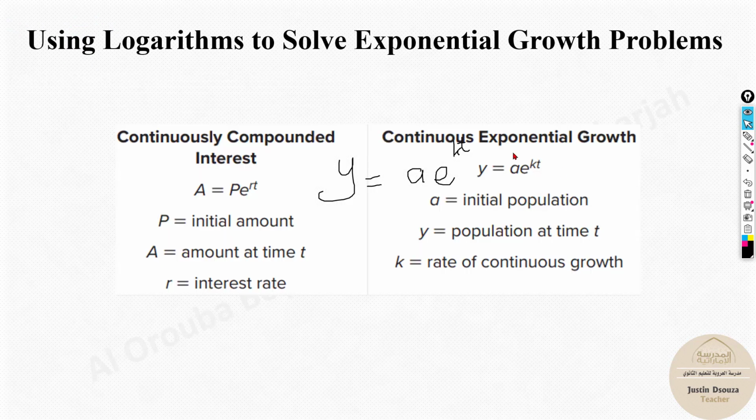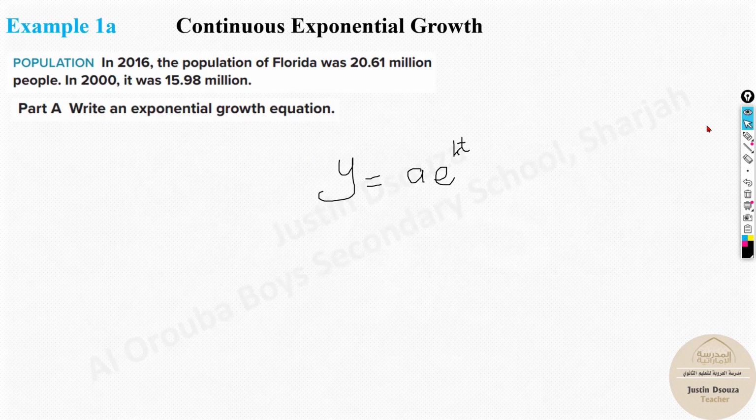Now, one thing, this is growth, so this K is always positive. If it was decay, it would be minus. That's the only difference. We'll see it in a while. Now here, Y is after certain time. Now, what is initial? Initial is before certain time.